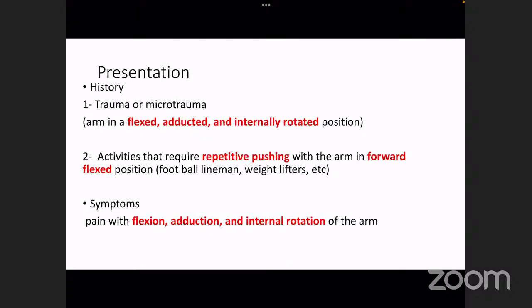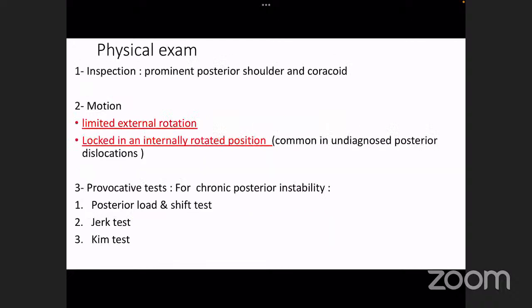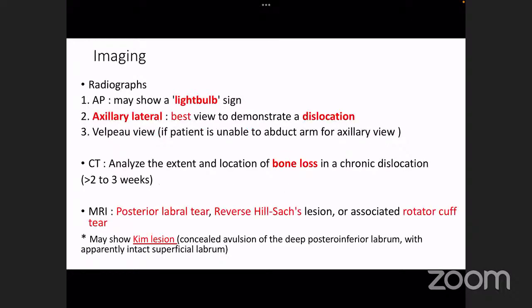So the patient will present with a flexed, adducted, internally rotated position. Activities that require pushing forward, such as football linemen and weightlifters. Symptoms will be pain with flexion, adduction, and internal rotation. On physical exam, there's limited external rotation and locking in an internal rotation position, which is very common. The provocative tests and special tests for chronic posterior instability are the posterior load and shift test, jerk test, and Kim test. Okay. Imaging, we talked about this.